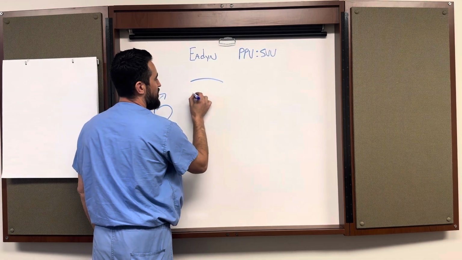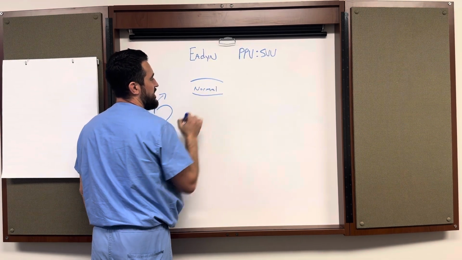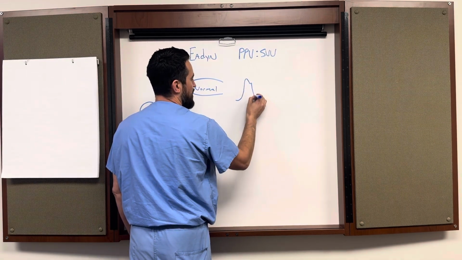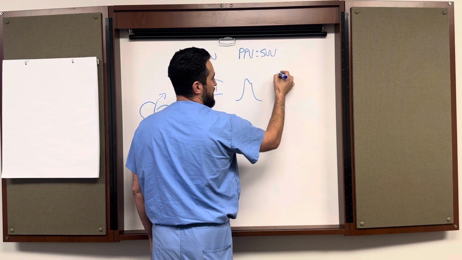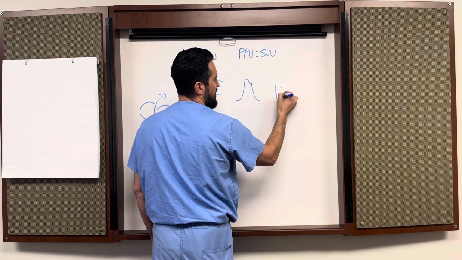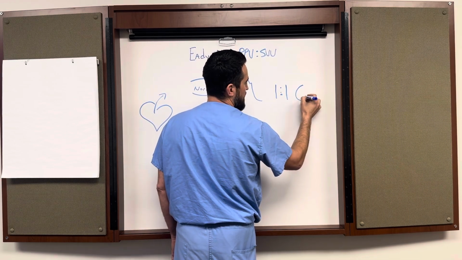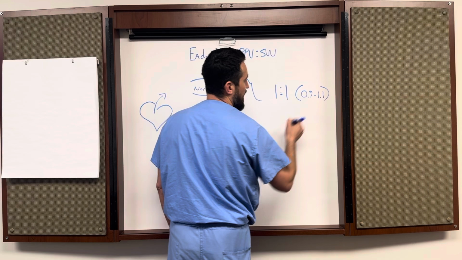Let's say we have a normal vessel, right? What we end up with is a normal looking arterial tracing, and our ratio of PPV to SVV is roughly 1 to 1, right? So our normal value is from 0.9 to 1.1.